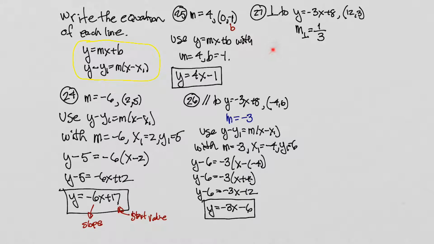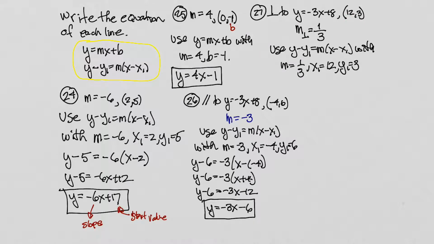So we're going to use y minus y1 equals m times x minus x1 with m equal to 1/3, x1 equal to 12, y1 equal to 3. Now, I'm using this form rather than the slope-intercept form all the way over here. Even though I have the slope, we don't have the y-intercept. This point is not the y-intercept. It's just some other point on the line.